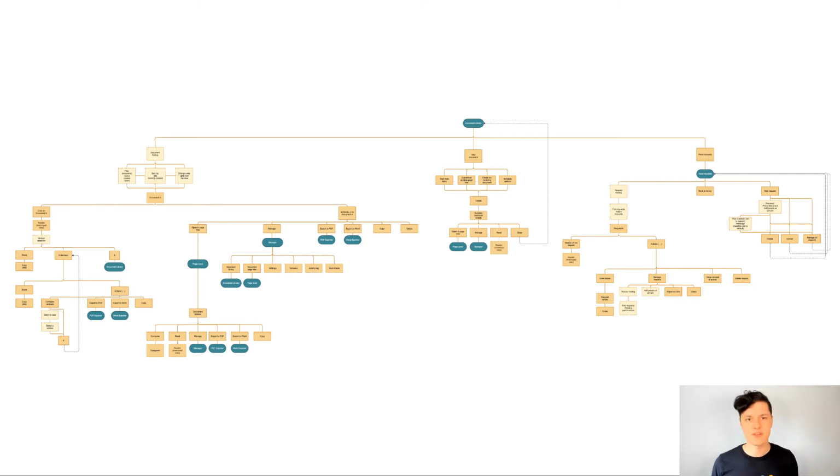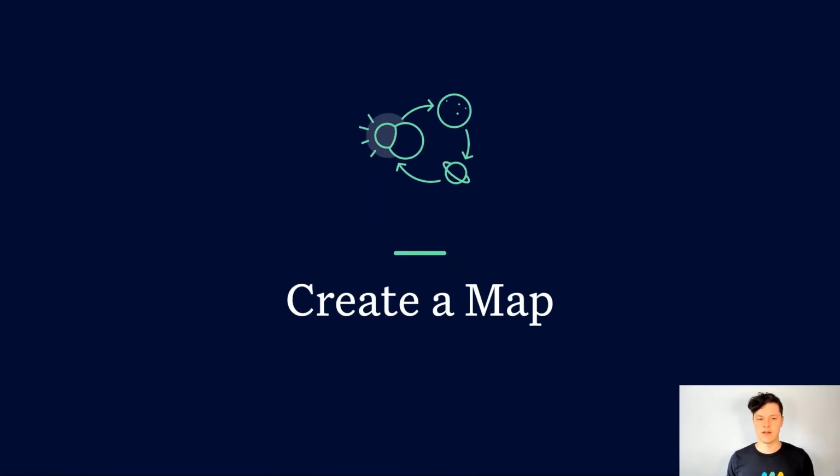And by the way, if you don't have a UI designer to make a flow diagram like this, that's okay. You can make one yourself. Then the next thing we're going to do is put together a map. And I call it a map, it's not really a visual thing.